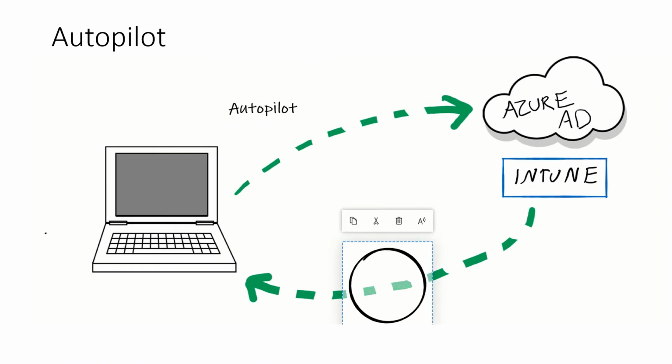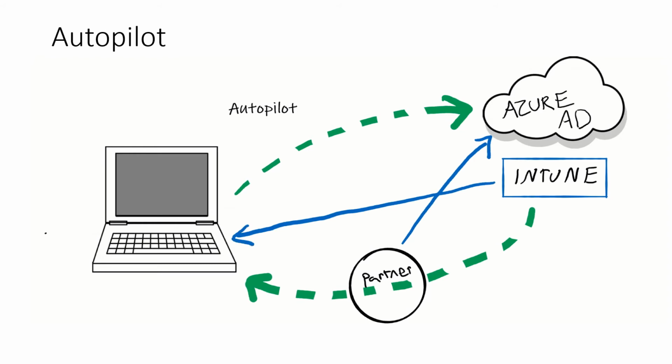Autopilot typically relies on a partner going in on behalf of the customer and pre-registering those devices in Azure Active Directory. This way, when the customer receives their device, it's already been joined to Azure Active Directory, and therefore students and staff can log in and begin work.